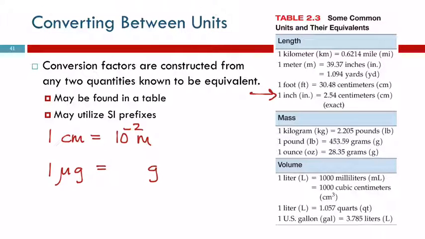10 to the negative 6. This is why I made you memorize those things. So just by memorizing metric prefixes, we can generate a whole bunch of different conversion factors within the metric system. When you're going between the metric system and the English system, you're going to need a conversion table. Okay? On an exam, I will give you those odd conversions that you need. But I do want you to memorize this one, the inch centimeter one, because that one comes up so much.